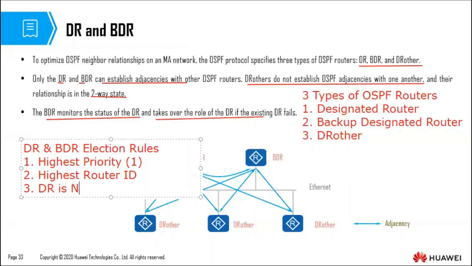Lastly, the DR is non-preemptive. That means that once the DR has been elected, if you add to the network another router with a better router priority or with a better router ID, we are not going to carry out elections.